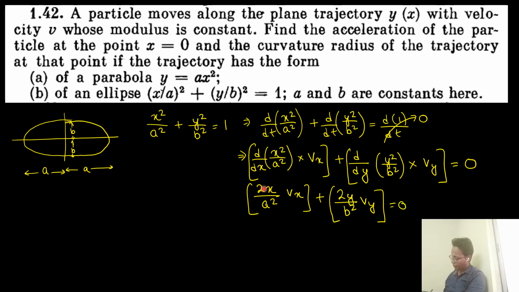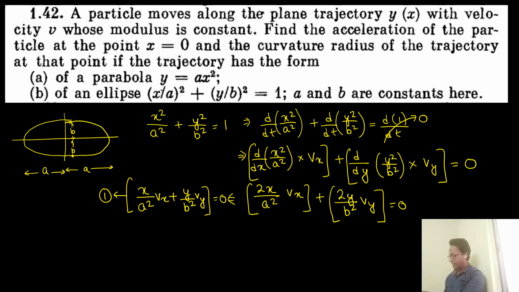Can I take 2 common out here? Of course I can take 2 common: 2 into x by a square vx plus y by b square vy is equal to 0. So I can eliminate this 2. Divided by 2, 0 divided by 2 is 0. So I get a relation of this one.